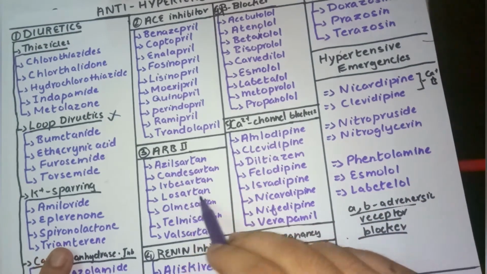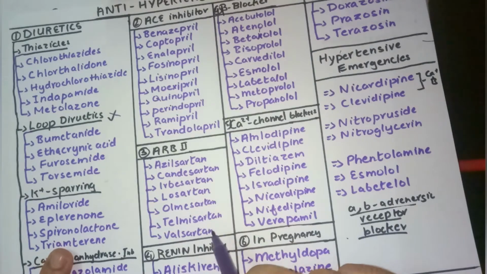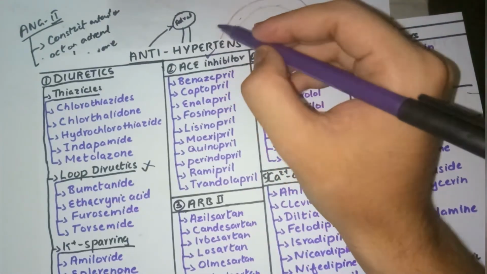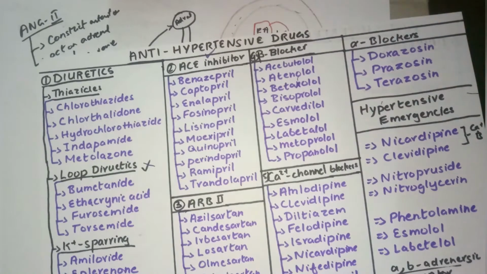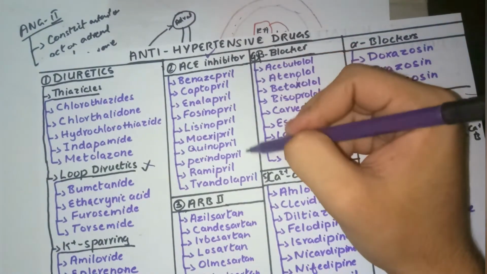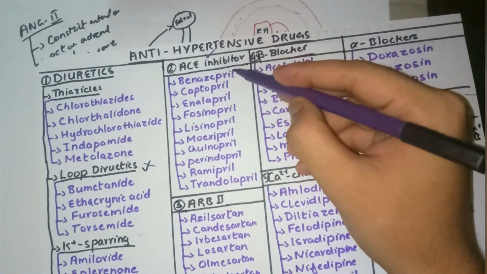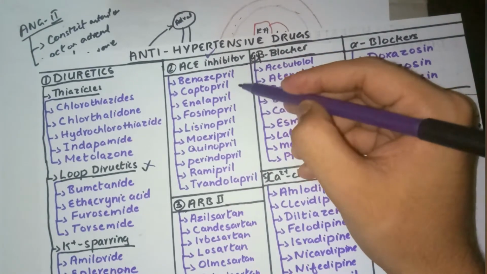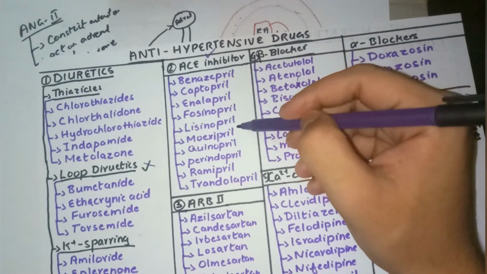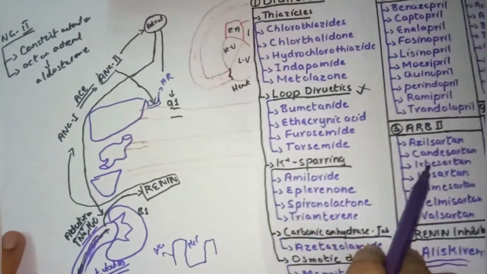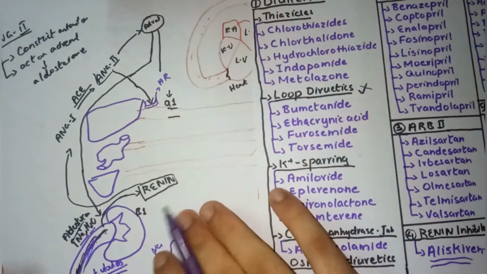You might have seen losartan, olmesartan, valsartan. These have been used, but the first line treatment is the ACE inhibitor because of its fewer side effects, and we have many well-defined categories. So it is a good drug. Benazepril, captopril, enalapril, fosinopril, lisinopril, all these things. So this one is the best to be used, and it is the first line treatment.